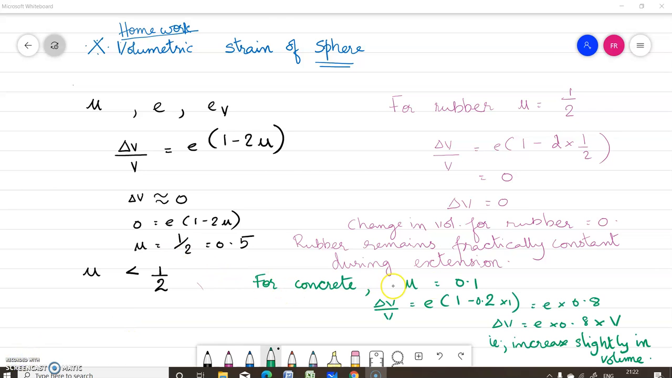Now for concrete, mu is equal to 0.1. So when you substitute in this equation, delta V by V equal to E into 1 minus 2 into mu, this becomes E into 0.8. So the change in volume delta V is equal to E into 0.8 into V. So there is a slight increase in the volume when we are applying some force to concrete.